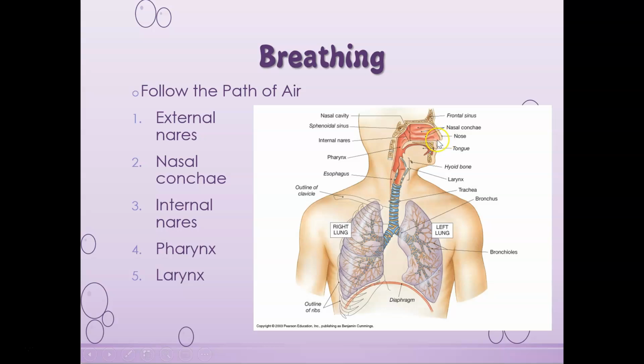So we're going to enter that air in through these external nares. That's going to come through and follow along these nasal conchae, and then down into your internal nares. If we're breathing through our nose, we're going to follow this path here. As that air comes down, it's going to end up in the back of your throat, passing through that pharynx, and then ultimately going across that esophagus and down into your larynx first.